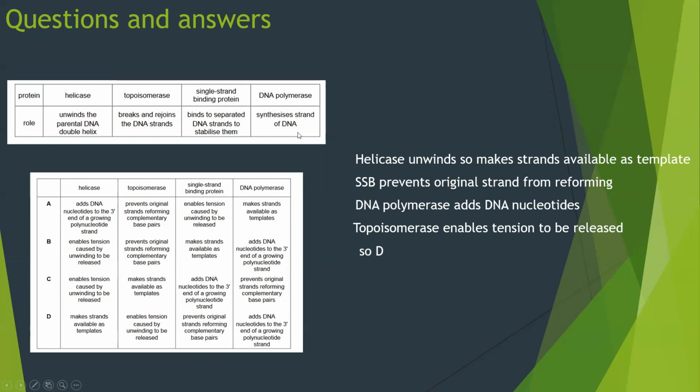Okay, so let's look at the options. They're asking you to match the function with the protein. So you could pause here, read all the options, and I'll explain after that. Okay, so helicase unwinds the parental DNA. If it unwinds the parental DNA, it's making the strands available as templates. Because if the strands are not unwound, the bases are not exposed and it cannot be used as template strands.